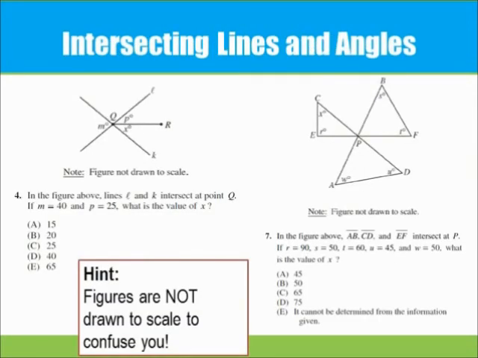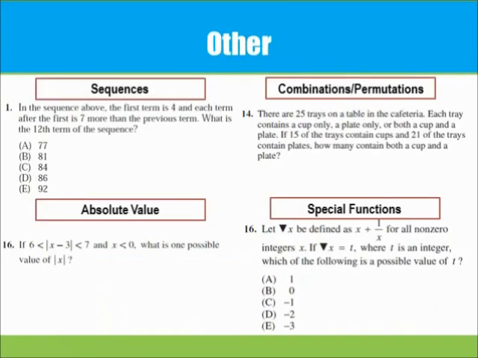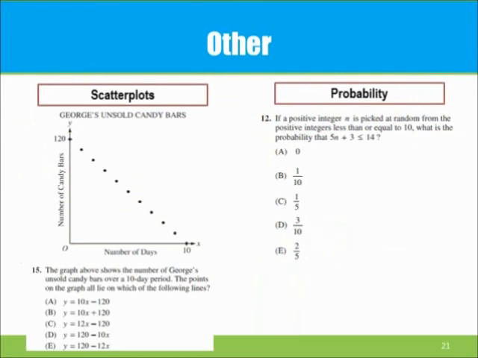Make sure you know the laws of intersecting lines and angles. You'll notice that often these figures are not drawn to scale, and they do that on purpose to confuse you. Here are some other examples of math skills you might see on the SAT. You could see sequences, absolute value, combinations and permutations, and special functions. You could also see scatter plots and probability.